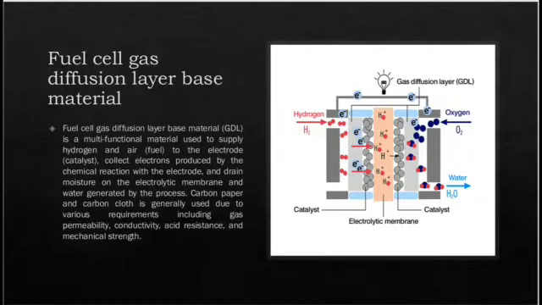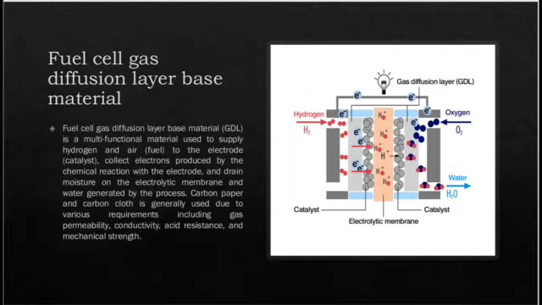Next is the gas diffusion layer base material. The gas diffusion layer base material, GDL, is a multifunctional material used to supply hydrogen and air or fuel to the electrode, or in this case the catalyst, collect electrons produced by the chemical reaction with the electrode, and drain moisture on the electrolytic membrane and water generated by the processes.